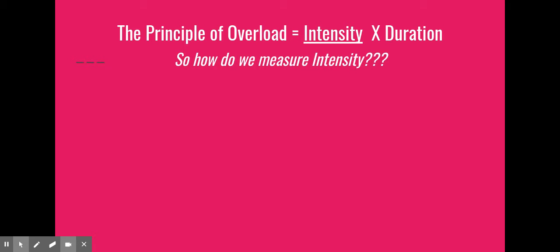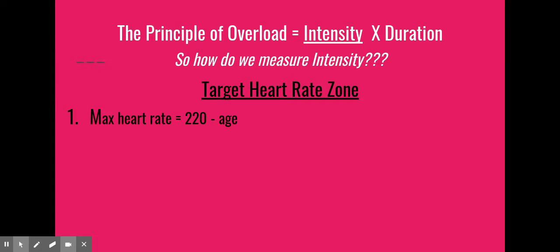But how do we measure intensity when we're running? We first must look at what we call the target heart rate zone. This is a mathematical formula to figure out the zone that we should be in. The first thing you're going to do is figure out your maximum heart rate, which is 220 minus your age. Using an example of a 15-year-old, just for easy math, 220 minus 15 is 205.